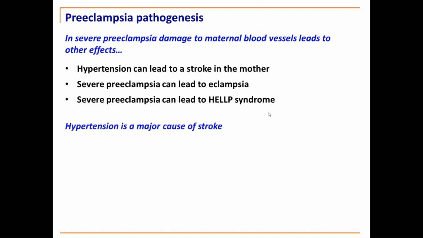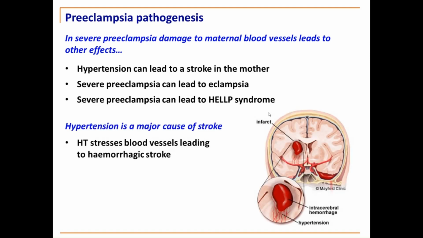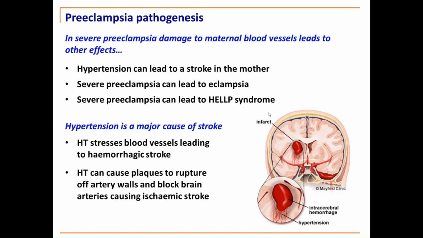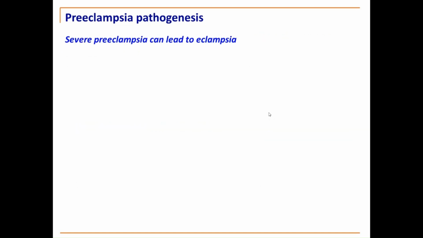So hypertension, as you'll already know, is a major cause of stroke. Hypertension can stress blood vessels, causing aneurysms, which can burst, leading to a hemorrhagic stroke. It can also cause plaques to rupture off artery walls and block brain arteries, causing an ischemic stroke. It can also lead to eclampsia.